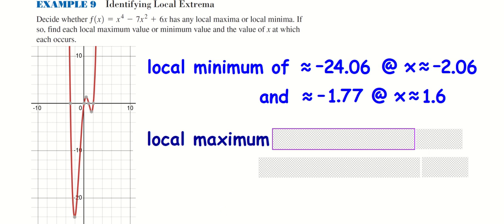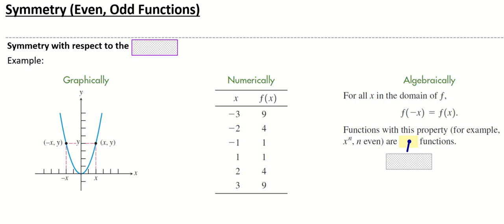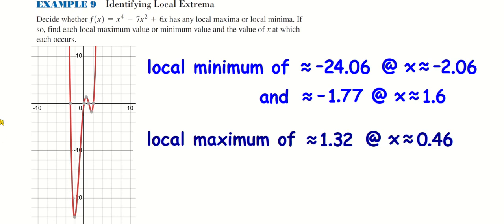Are there any local maximums? Yeah, right there. This is a maximum, but just in this general area, and that's the only one. Okay, and this local max, or relative maximum, you could not describe as an absolute max, because there are plenty of points on this graph that are higher than 1.32. Look at all of these and all of these.